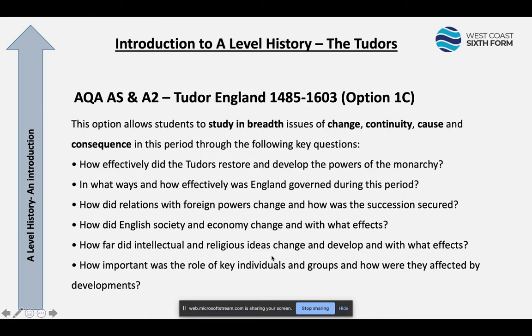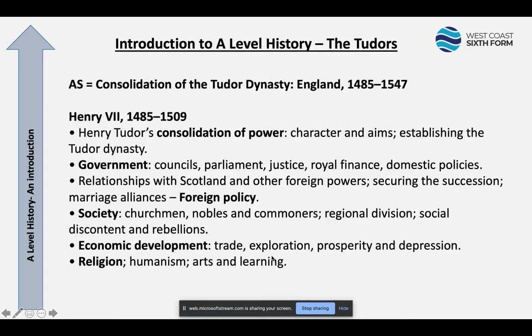How did the Tudors manage to hold on to their power and enable succession? We'll look at English society and the economy, and we'll look at the effect that intellectual and religious ideas had on society, what developments these factors had, and how they transformed England and influenced Tudor England in this period. Then you'll also look at key individuals and groups and see how they affected these developments over this period as well.